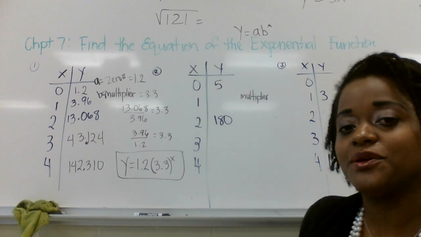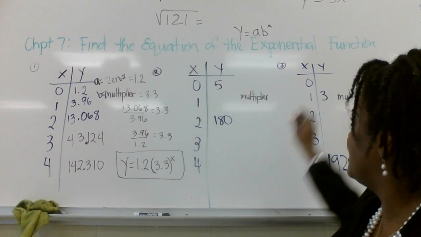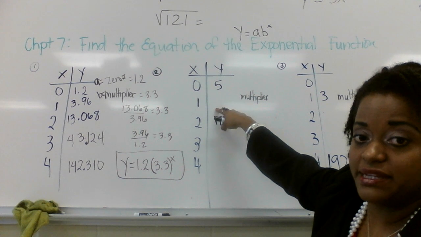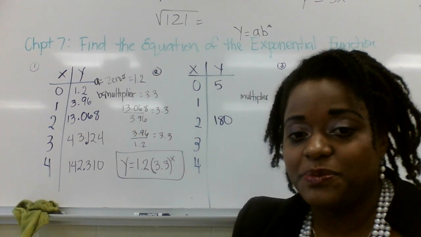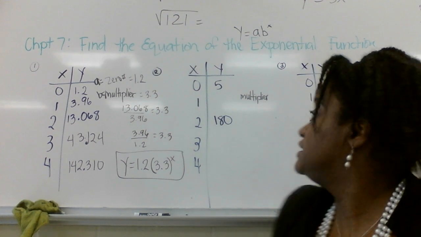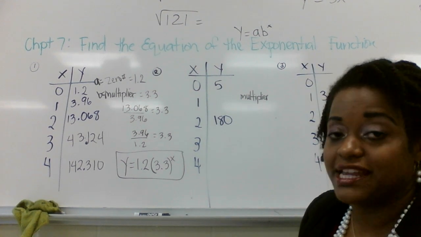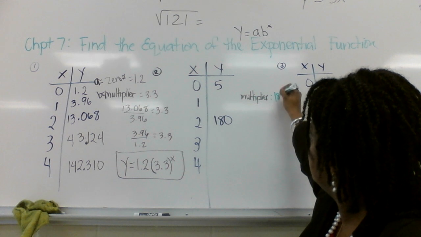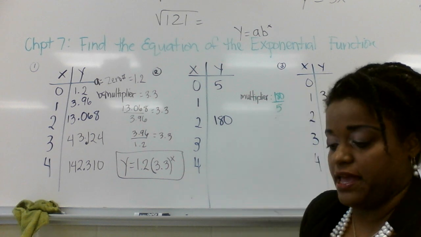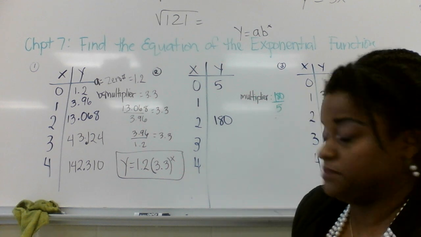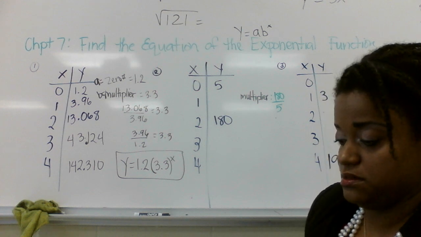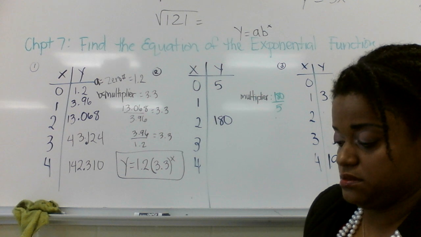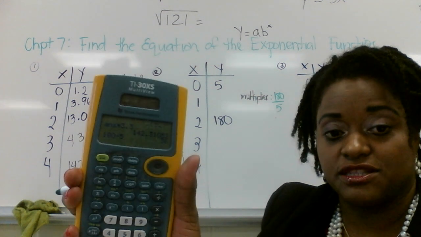Okay, so here we are skipping numbers. We have 0, 5, 1, nothing, 180 with the 2, and then we have to keep going. To find the multiplier, again, we're going to divide. So we will divide 180 by 5. Okay, and that should be 36. Yeah, that is 36.